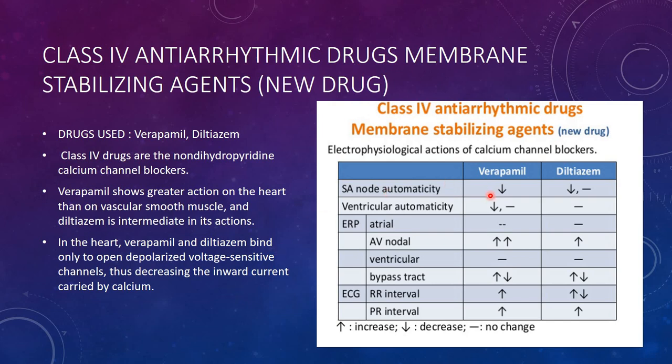On the right hand side, the electrophysiology of calcium channel blockers, on SA node automaticity, ventricular automaticity, ERP, atrial, AV nodal, ventricular, and ECG RR interval, and how it is increased or decreased for both calcium channel blockers, has been illustrated with upward and downward arrows. An upward arrow means increase, a downward arrow means decrease, and a blank dash means there is no change. So this is how the various classifications of antiarrhythmic drugs, with their mechanism of action and examples, have been explained.